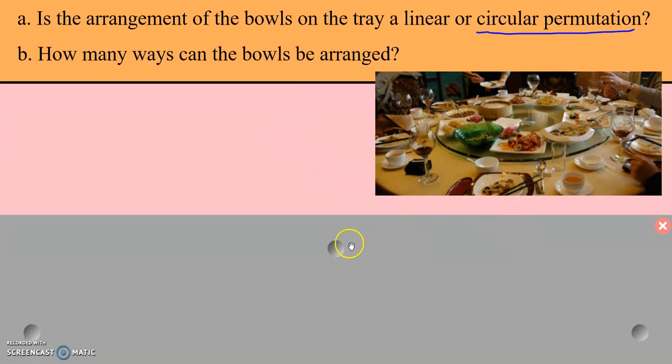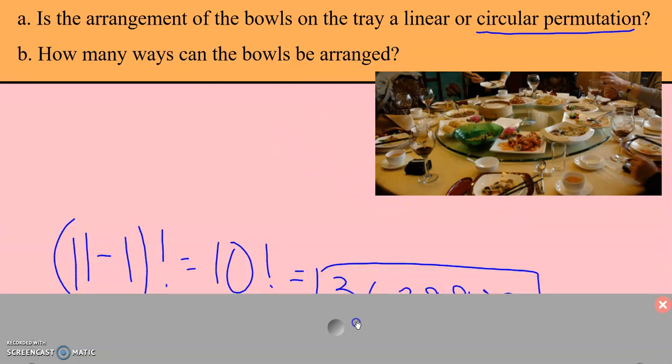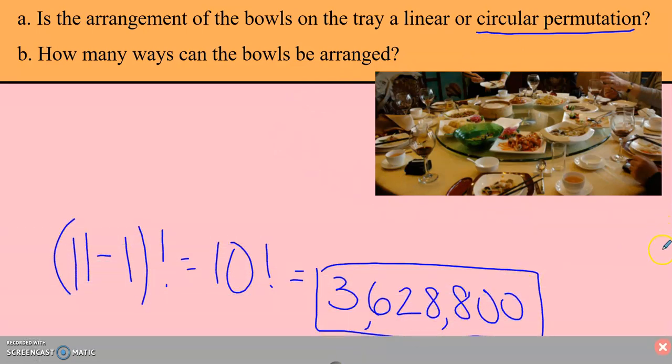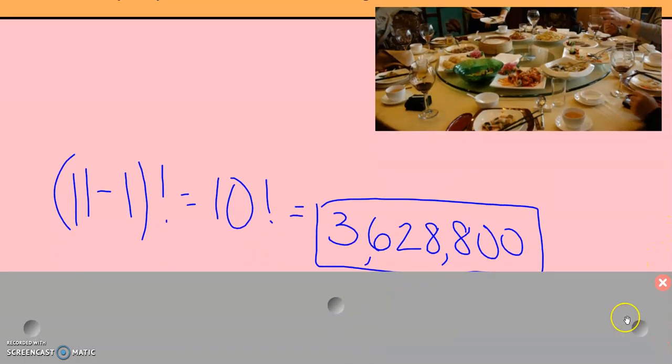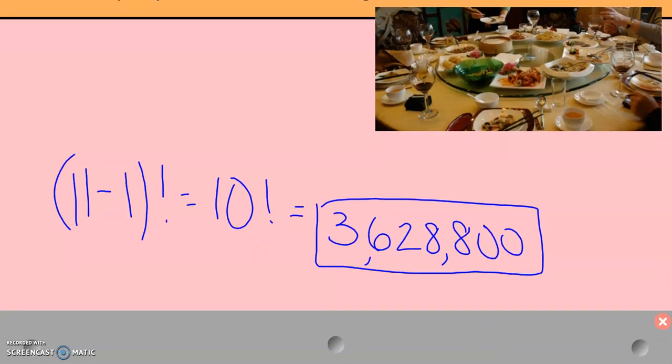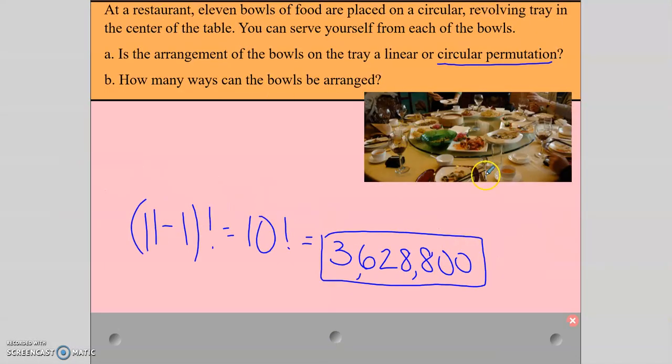Then once you know that, it's easy to use the formula and say, okay, 11 minus 1 is 10, so 10 factorial, use your calculator, that's 3,628,800.